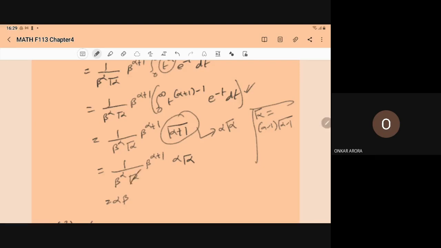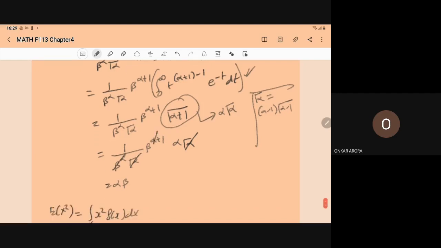So gamma of alpha cancels out, beta to power alpha cancels out. So here we have alpha into beta. In this way, you can derive the mean of the gamma variate by definition.